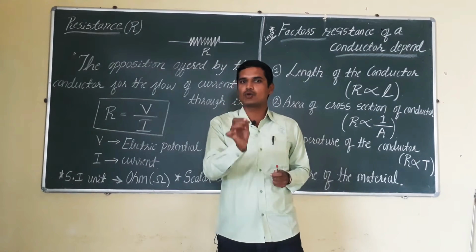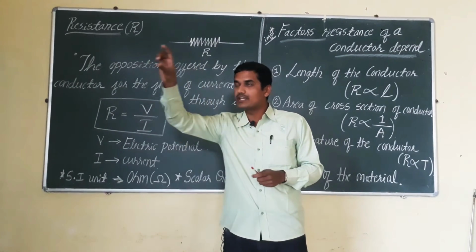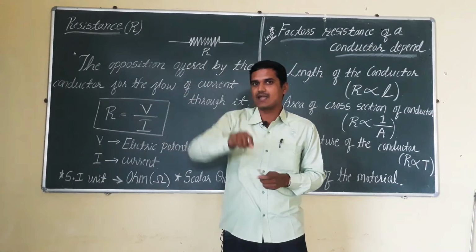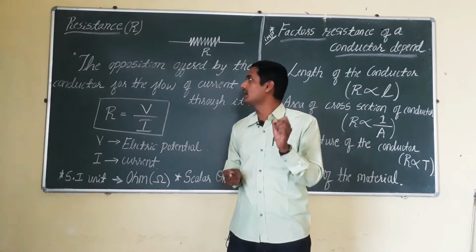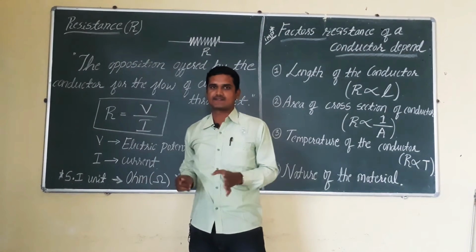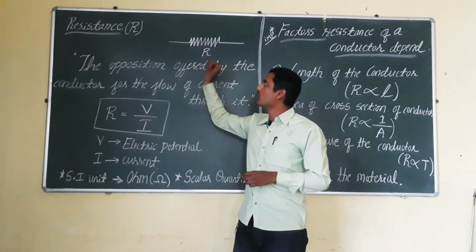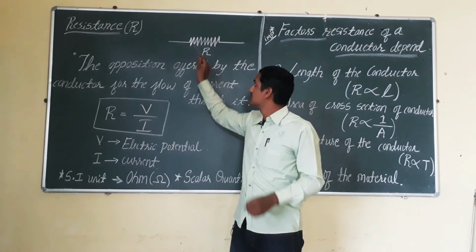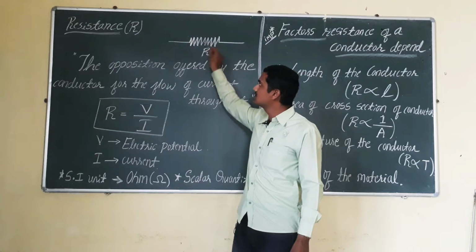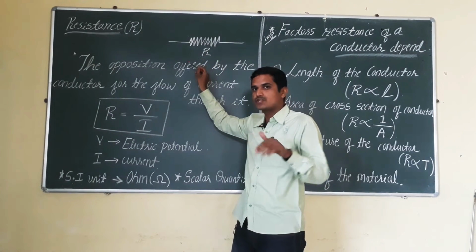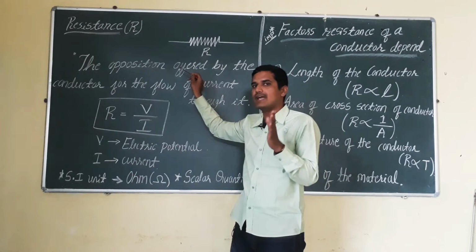If you want to control the current which is flowing through a wire, at that time we will use one special physical quantity, and that quantity is called resistance. Here you can observe, this is a symbolic representation of resistance. The zigzag shape indicates opposition. Opposition for what? Opposition for the flow of electrical current.